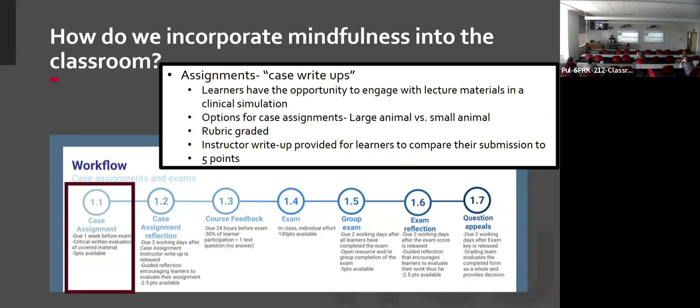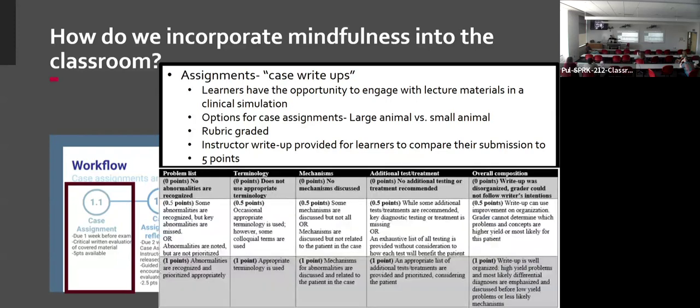It is rubric graded. This is my rubric. And as you can see, it's not very specific. The whole point of a lot of these things that are low point values is that they're low stakes for a reason. So if you put the work in, you get the credit. What I'm looking for is really, do they come up with a problem list? Are they using the right words? Are they explaining it? Recommending some additional testing or treatment? And then can I understand it? So it's very surface level.